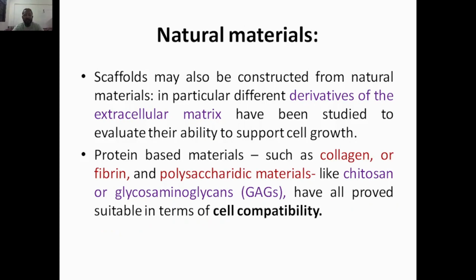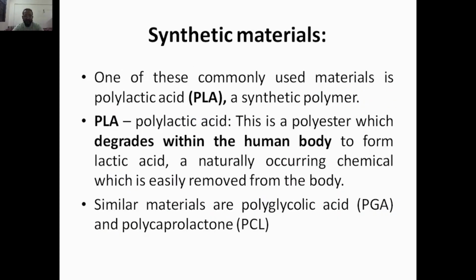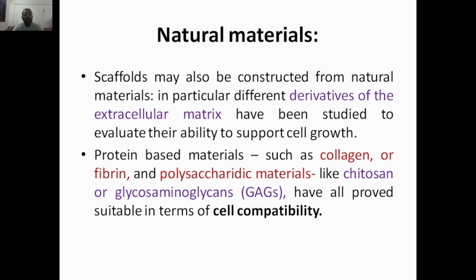So that was about the synthetic materials and examples. Natural materials: scaffolds may also be constructed by using natural materials. In particular, different derivatives of extracellular matrix have been studied to evaluate their ability to support cell growth. That means we have ECM, and different derivatives or components are there in the ECM. With the help of them, we can create the scaffold. So that will be our natural scaffold. We already studied what ECM is and what its soluble and insoluble components are, in the previous module.